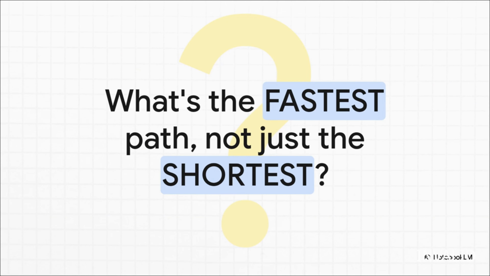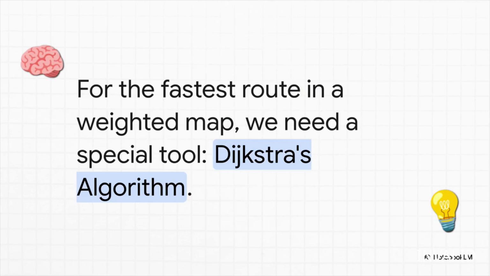Okay, but here's the million-dollar question. BFS is great for finding the path with the fewest stops. But what about our weighted map, the one with travel times? A 2-stop trip could take forever if the train is slow, while a 5-stop trip on an express line could be super quick. So how do we find the path that's actually the fastest? To solve that, we need to bring in the big guns. We need a smart GPS.